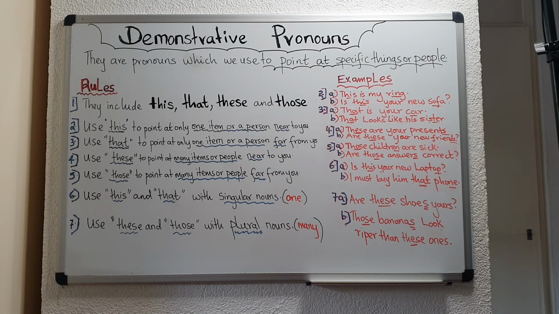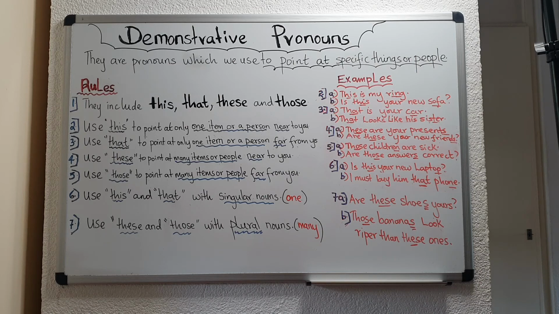So let's move on to rule number 7. Use these and those with plural nouns. So we use this and that when we are talking about just one thing, but when we are talking about many things, then we use these and those. As you can see from examples, rule number 4 and rule number 5.